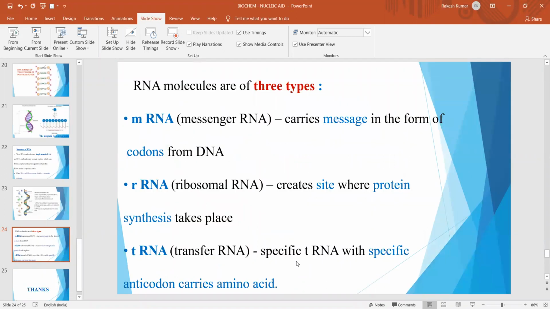RNA molecules are basically of 3 types. One is mRNA, also known as messenger RNA, which carries messages in the form of codons from DNA. Second is rRNA, that is ribosomal RNA, which creates the site where protein synthesis takes place. And the third one is tRNA, also known as transfer RNA, and a specific tRNA with a specific anticodon carries an amino acid.